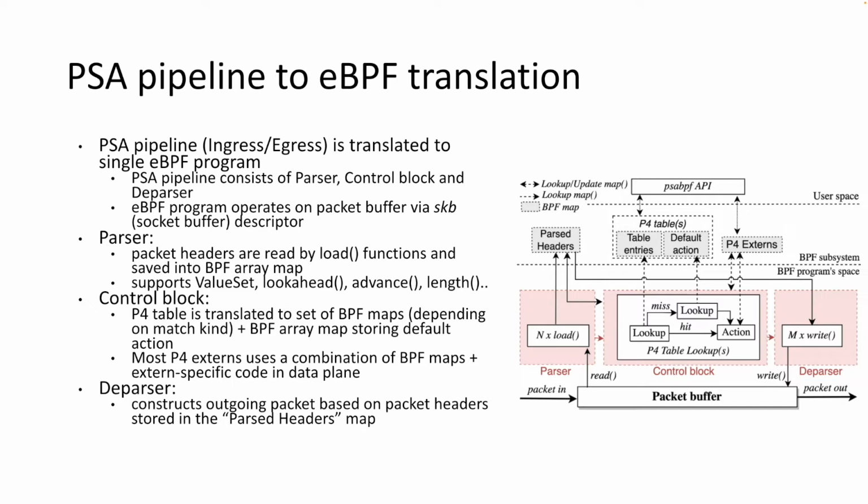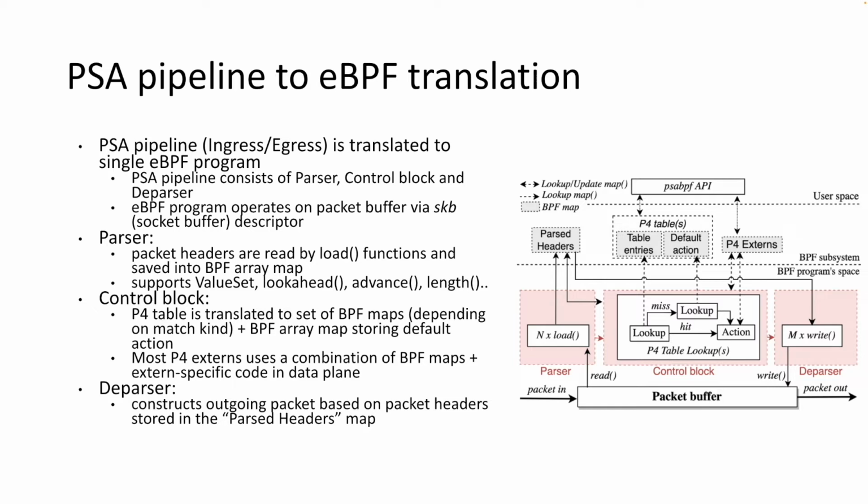In the next slide, I will talk about how a single PSA pipeline is translated to an eBPF program. Each PSA pipeline consists of parser, control block, and deparser, and each of them is translated into a separate piece of eBPF instructions. The eBPF program operates on a packet buffer via the so-called socket buffer packet descriptor, which is a standard way for Linux applications to operate on packets.